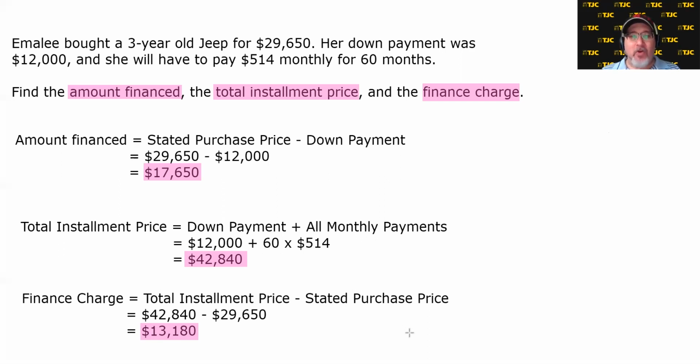In the next video, we will figure out how to calculate a monthly payment, because sometimes you're not told the monthly payment up front, you're told other information, and the question is, what will the monthly payment be?